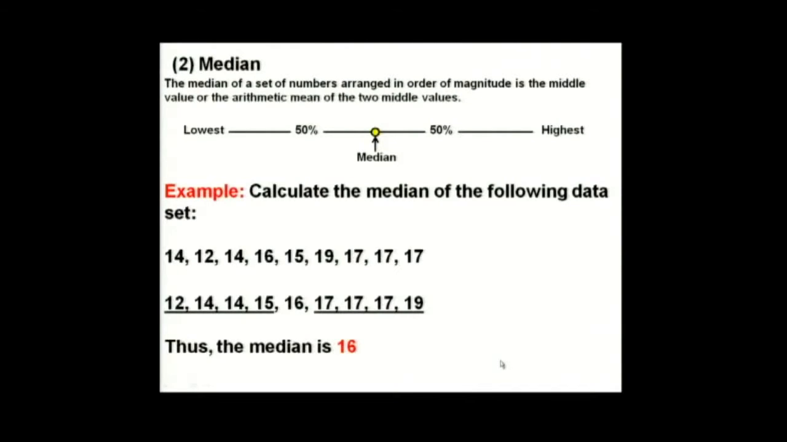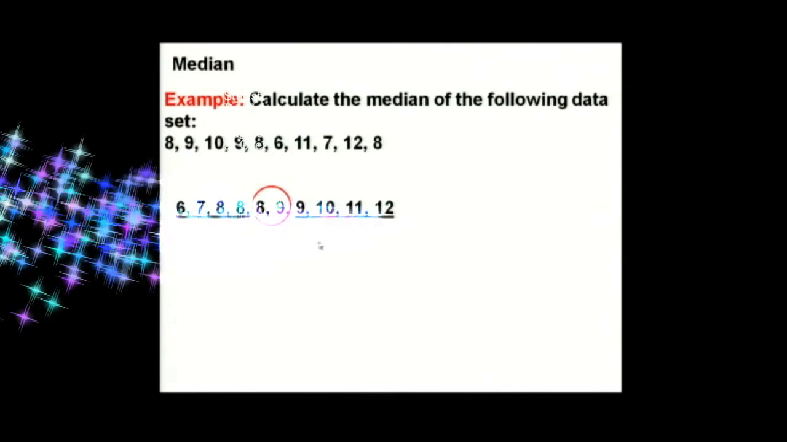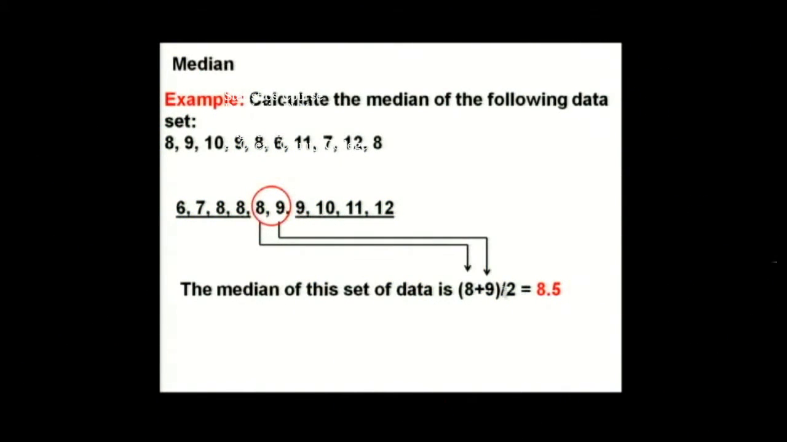Now, if we have an even number of observations, like this one here, we will see that if we arrange the data in ascending order, we will actually have two values in the middle instead of one value. And in this case, we calculate the average of these two values, and that will become the median of this data set.